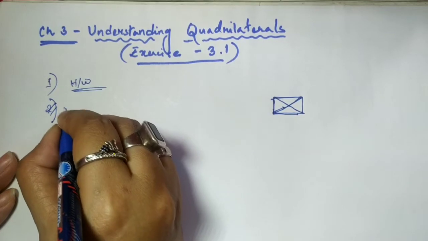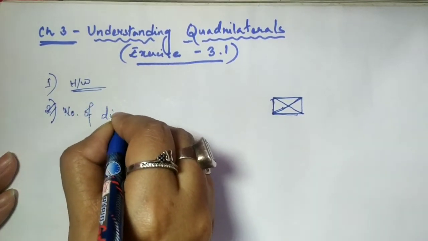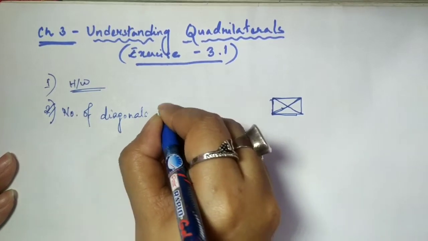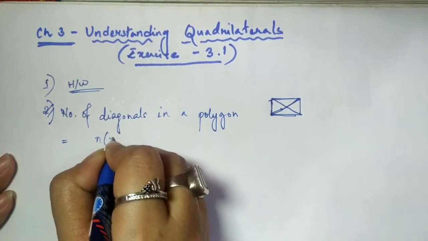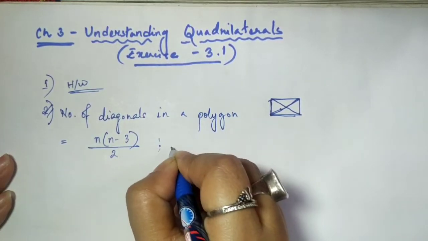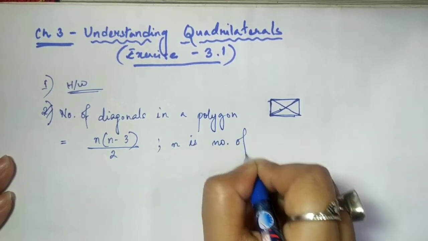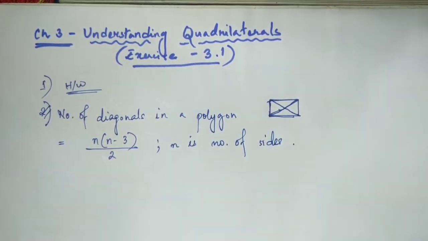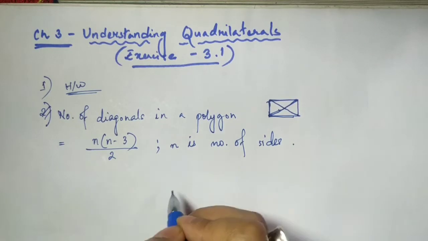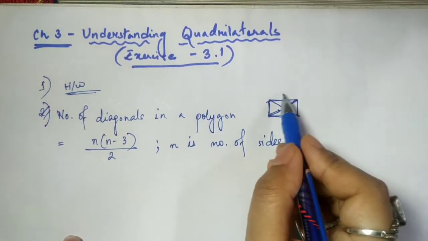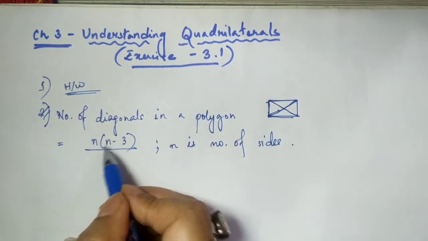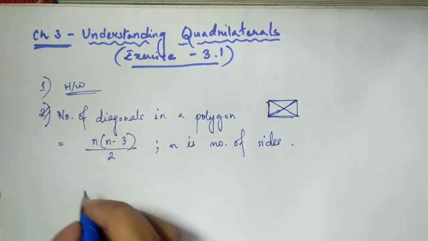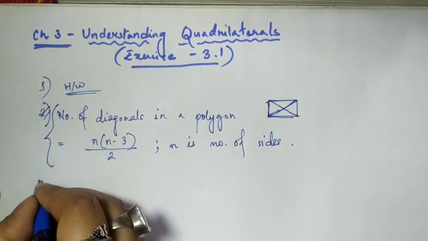The number of diagonals in a polygon is equal to n into n minus 3 by 2, where n is the number of sides of the polygon. Okay, so this is the formula you need to remember. Using this formula you can calculate the number of diagonals in a given polygon. Suppose you have a quadrilateral, what is the number of sides? 4. So in place of n, the number of sides, you will place 4 and calculate to find the number of diagonals. This is the formula that you will be using for question number 2.